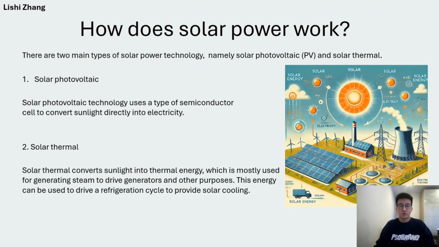How does solar power work? There are two main types of solar power technology, namely solar photovoltaic and solar thermal. Solar photovoltaic technology uses a type of semiconductor cell to convert sunlight directly into electricity. Solar thermal converts sunlight into thermal energy, which is mostly used for generating steam to drive generators and other purposes. This energy can be used to drive a refrigeration cycle to provide solar cooling.